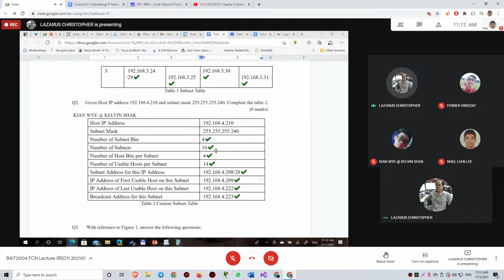the magic number works with the second, the first host octet rather than the last host octet. Okay.